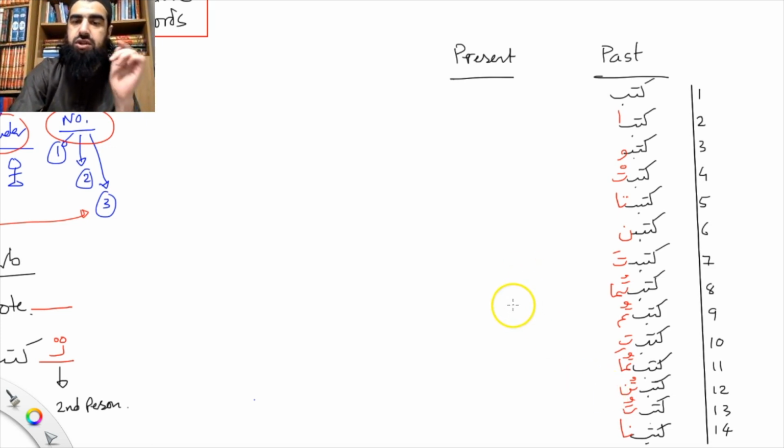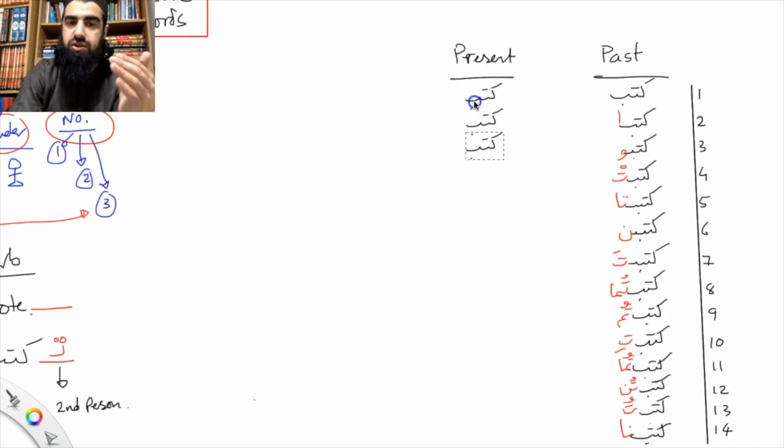And then when you come to the present verbs, you actually use the same process. So you can actually write down kataba all the way down, 14, right? And if you've obviously got a computer, you can just do copy and pasting like I am doing, and you can go all the way down.